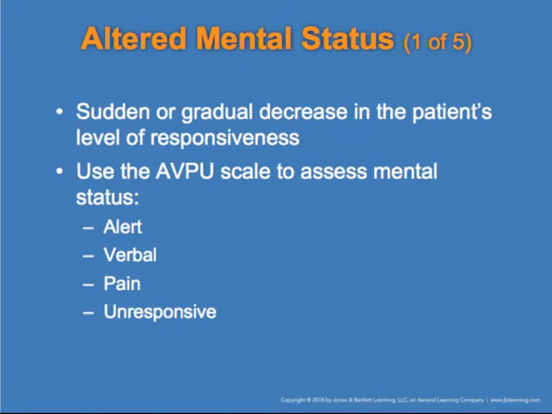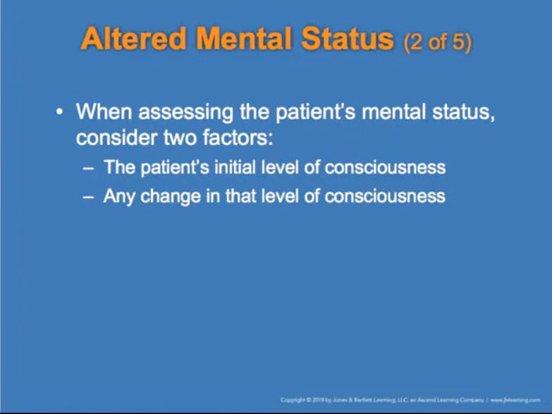Altered mental status is either sudden or gradual. It really depends on the patient presentation, but it's a sudden or gradual decrease in the patient's level of responsiveness, right? Use that AVPU scale we talked about before, alert, verbal, painful, or unresponsive, to help determine what their current mental status is. It allows you in that circumstance to begin to trend to see if there are changes, right? Because when you reassess the patient in 10 minutes, and their mental status is worse than it was when you first assessed them, it gives you a working idea that you're beginning to see changes with that patient.